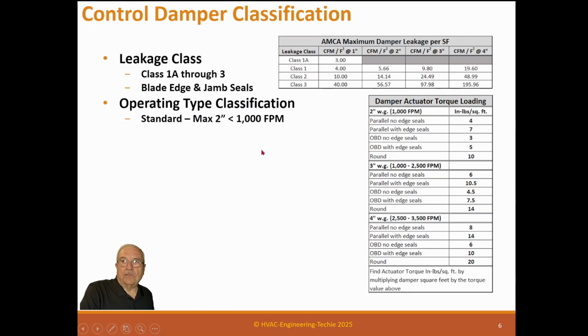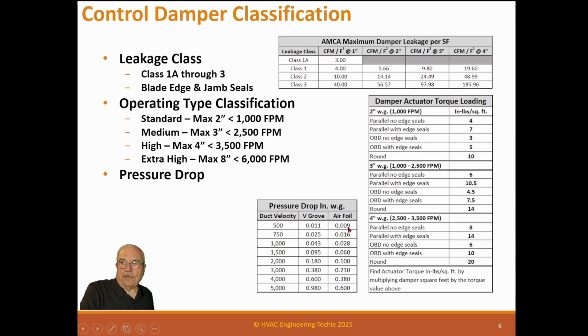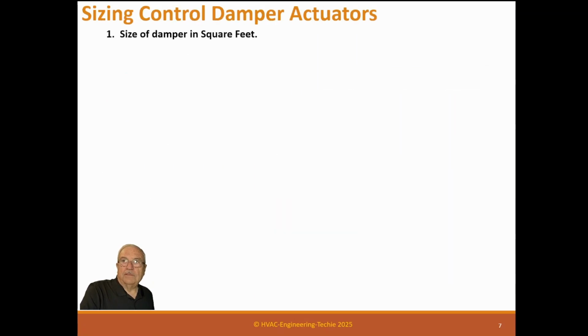Standard is a maximum of 2 inches, 1,000 feet per minute. Medium is 3 inches, 2,500. High is 3,500. Extra high is 6,000 feet per minute. And of course, pressure drop in inches water gauge. If the duct velocity is 500 feet per minute, then a V groove is 0.011 or 0.009 if it's an airfoil blade. So these dampers I showed before, which had the little kink in them, those are called V groove. And they're V groove because the V sits in the next damper, so that groove provides a seal basis for it. The V groove blades are airfoil blades.